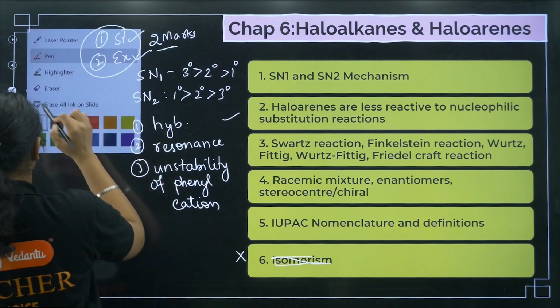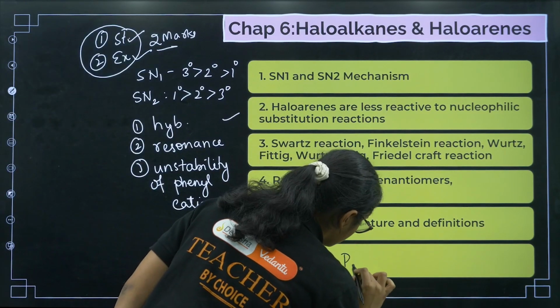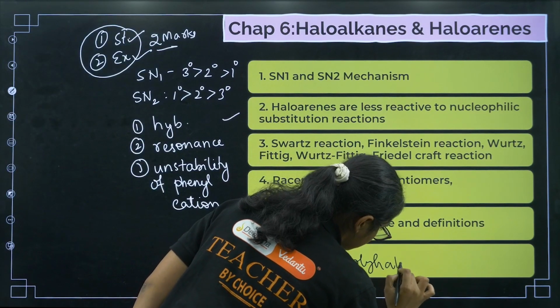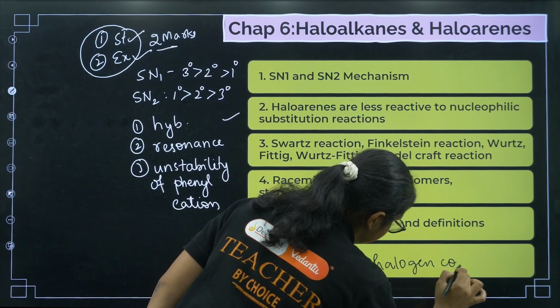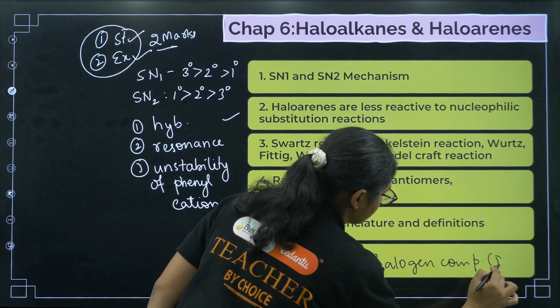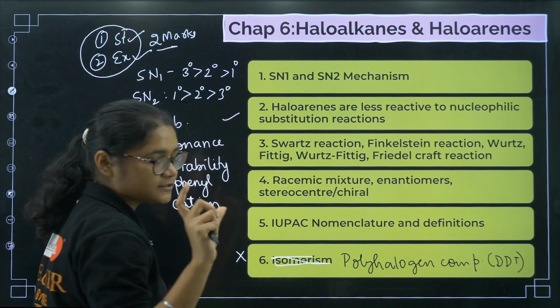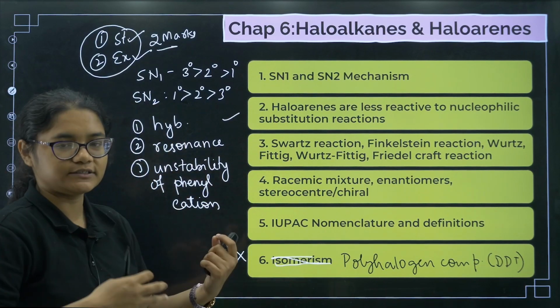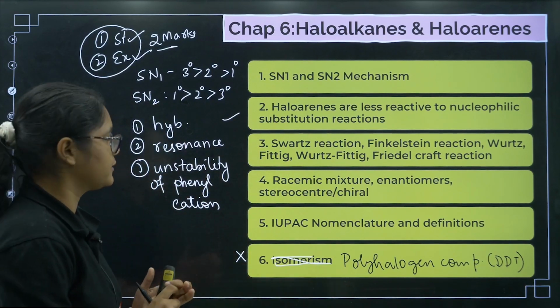After that, here I will write about polyhalogen compounds. Okay, so just briefly know about the polyhalogen compounds, especially DDT, its structure. Okay, so briefly just give less time for this and complete this one.